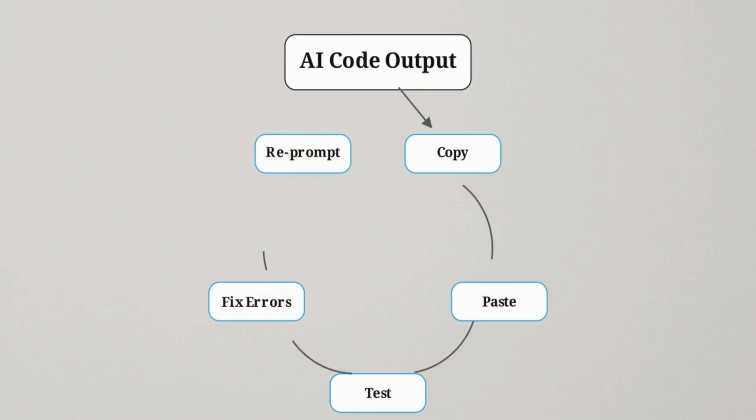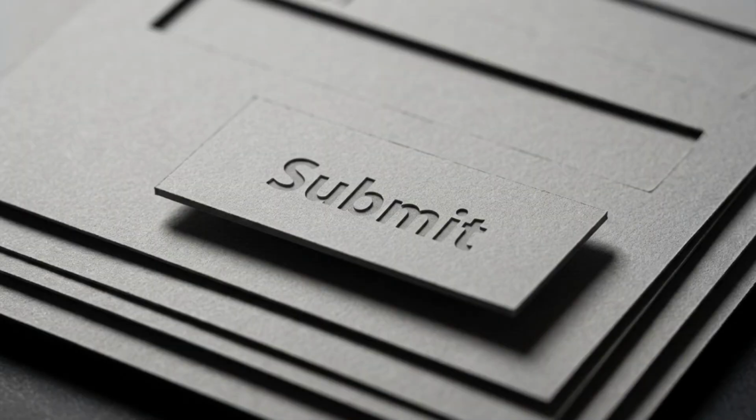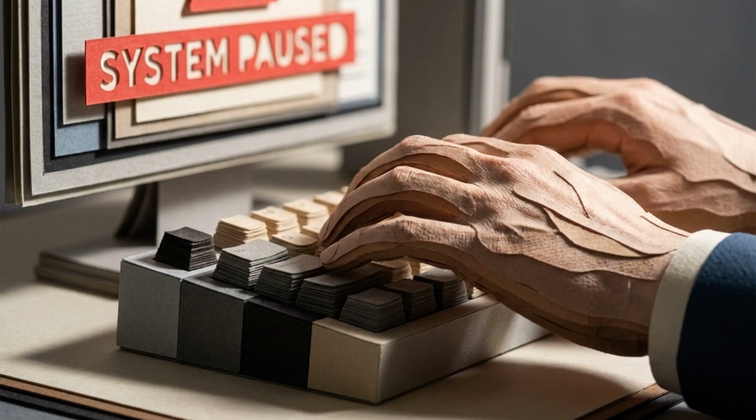This flowchart illustrates the remaining manual effort. After the AI provides the code, the human must copy it, paste it into a file, run the tests, identify errors, and prompt the AI again to fix the bugs. This version of traditional AI is reactive. It requires human intervention at every step of the workflow to move the project toward completion.